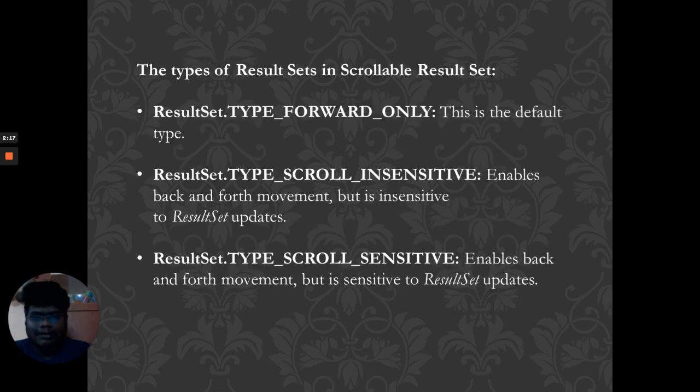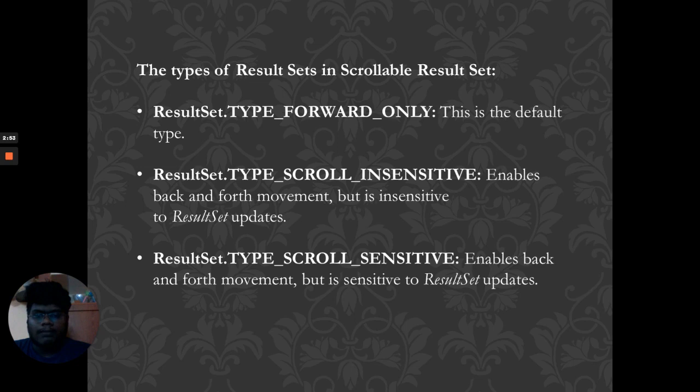There is a type of defined constants: ResultSet.TYPE_FORWARD_ONLY. This is the general type in which we traverse through the result set in the forward direction only. Next is ResultSet.TYPE_SCROLL_INSENSITIVE, which enables us to traverse in both directions, back and forward.